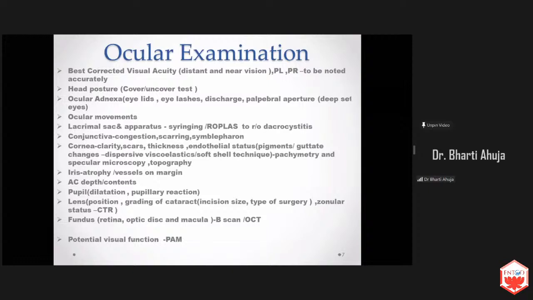Then the lens: position of the lens, whether the zonules are intact or not. What is the grade of cataract? Is the cataract soft or hard? All these things will have an influence on the type of surgery and the incision size, shape and size. Fundus also needs to be assessed in detail: retina, optic disc, and macula with the help of B scan and OCT. Sometimes in cases of immature cataract where there is a disproportionate visual loss, a potential acuity meter is also important to determine potential visual function after cataract surgery.